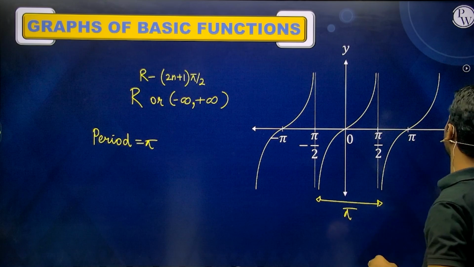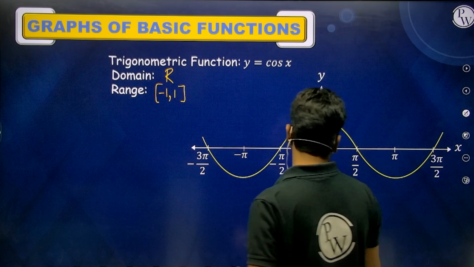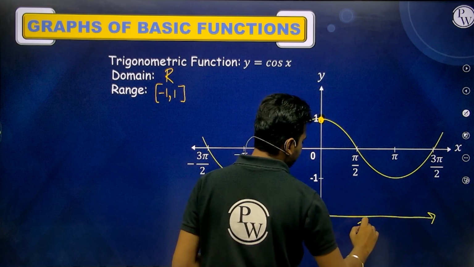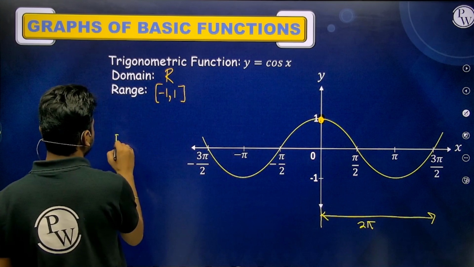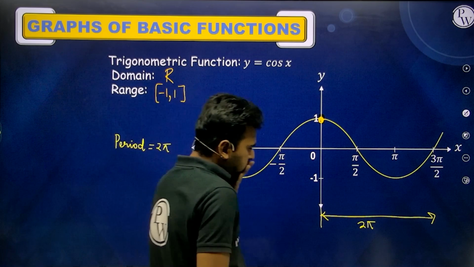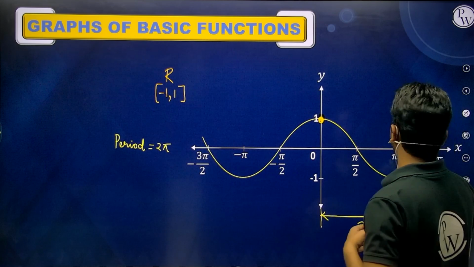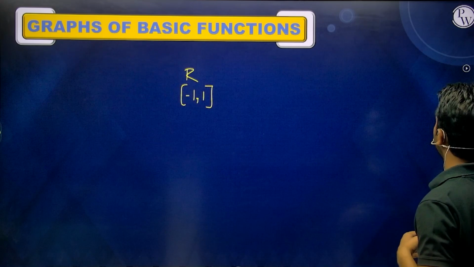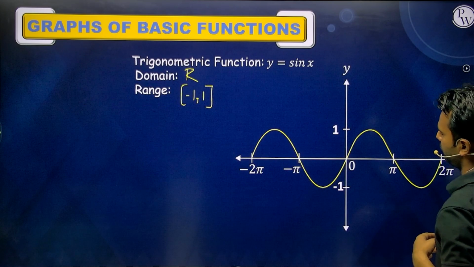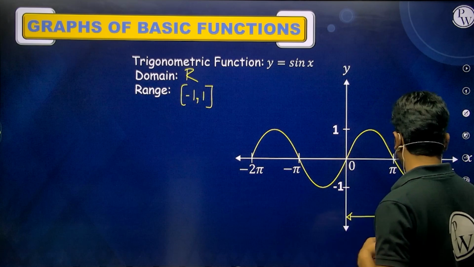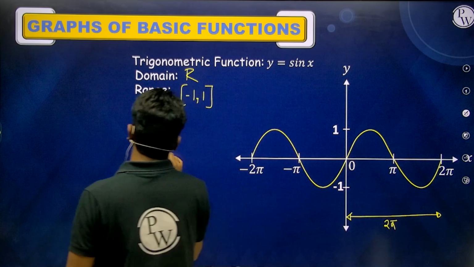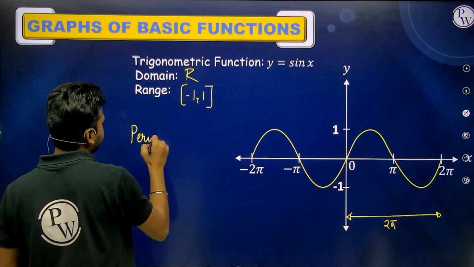Here the period was 2 pi, because if you take from here to here, then one wave gets completed. Here also the period was 2 pi. Here also the period was 2 pi. This 2 pi length is copy pasted again and again.